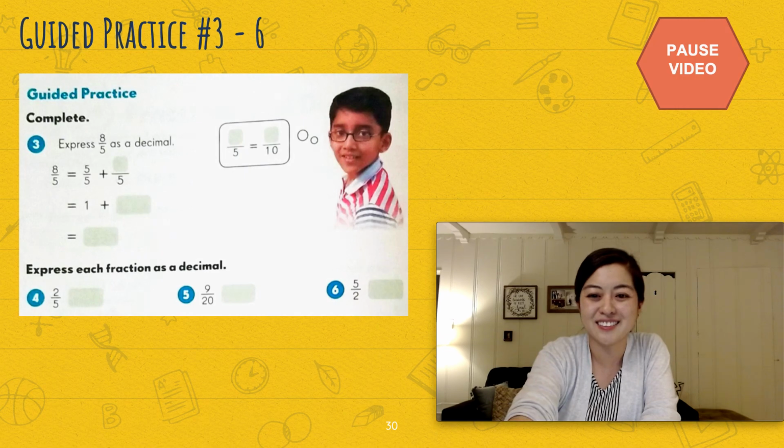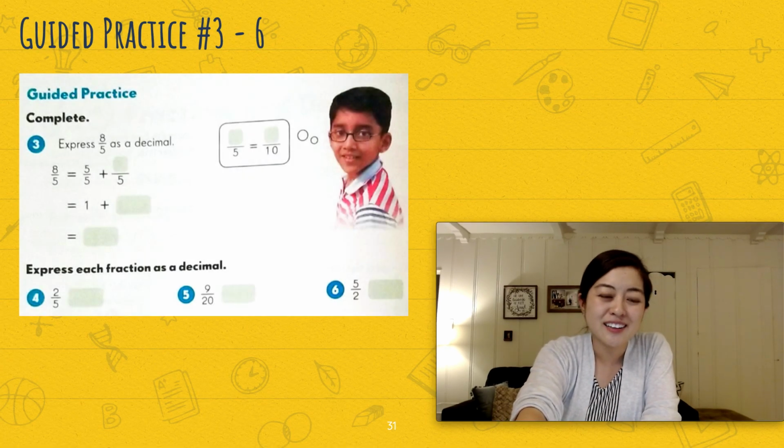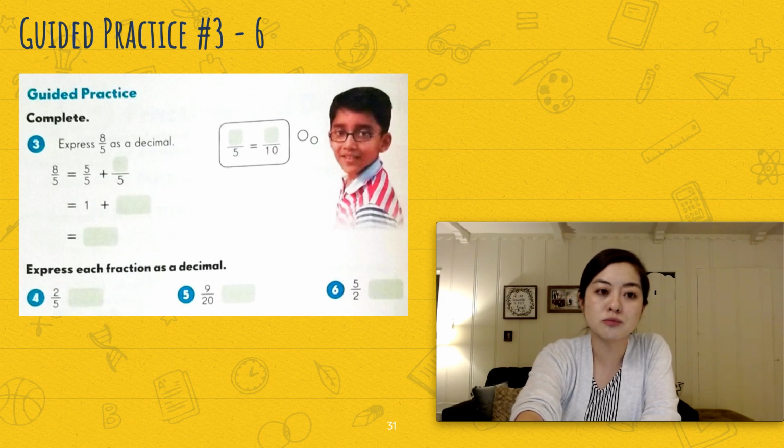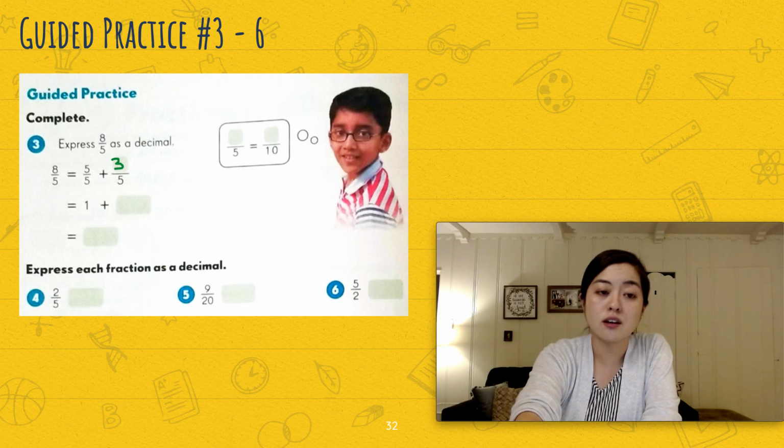Okay, welcome back. So let's look at guided practice number 3 first. It says express 8/5 as a decimal. Now 8/5, they broke it apart for you, is equal to 5/5 plus how many fifths? That is 3/5, because I know that 5/5 plus 3/5 is equal to 8/5.